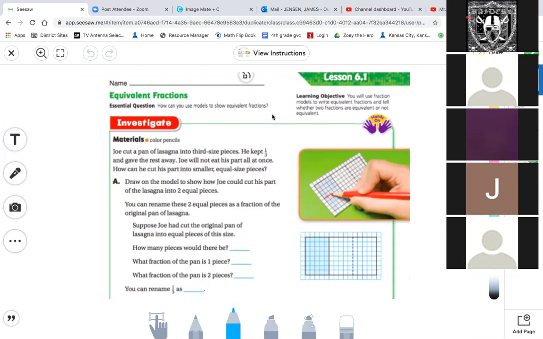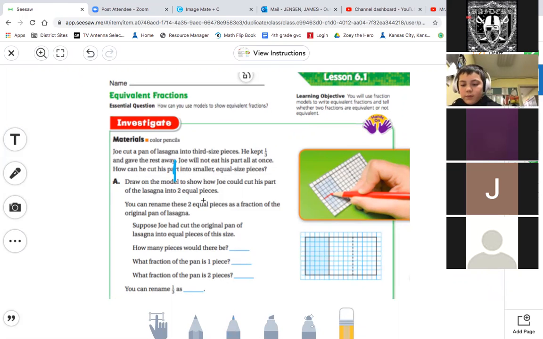Let's look at what our goals are. So you will use fraction models to write equivalent fractions and tell whether two fractions are equivalent or not equivalent. So by fraction models, they mean the pictures here. And our question is, how can you use models to show equivalent fractions? So let's pay attention while I read this here.